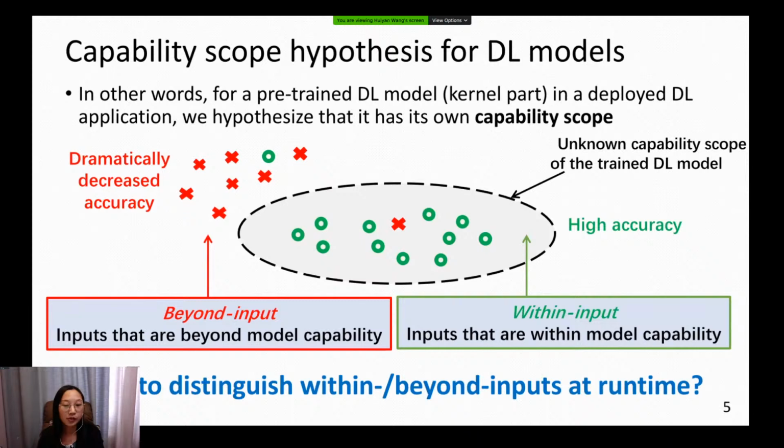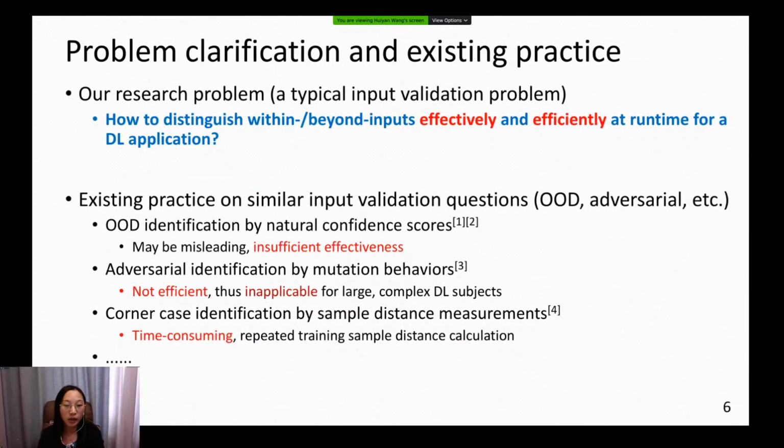To be specific, the kernel deep learning model in a deployed application has its own capability scope. Inputs within such scope usually contribute to high accuracy. Inputs beyond such scope may lead to dramatically decreased accuracy. Our real problem here is how we can distinguish such within and beyond inputs well at runtime. We actually expect our distinguishment to be both effective and efficient.